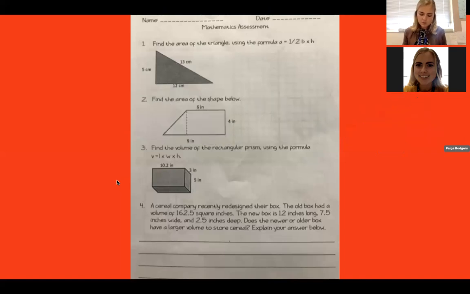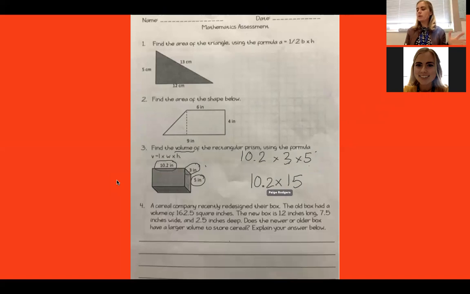Okay, the next part, it says find the volume of the rectangular prism using the formula. So the volume is length times width times height. So you multiply the 3 dimension lengths that you know. So we have 10.2 times 3 times 5. So 3 times 5 is 15. And then we're timesing that by 10.2.